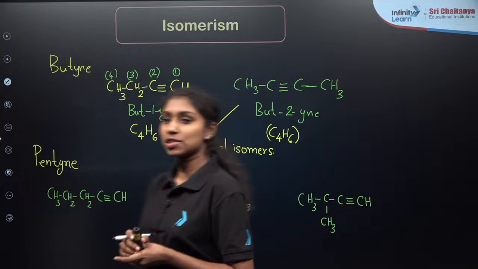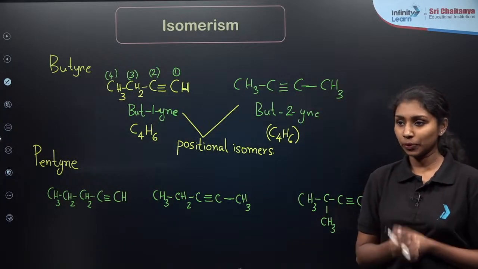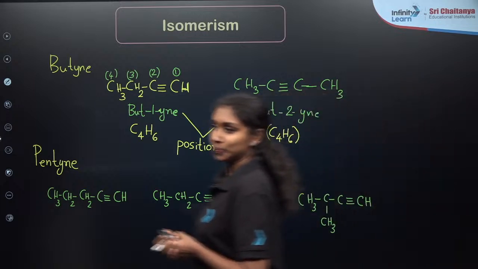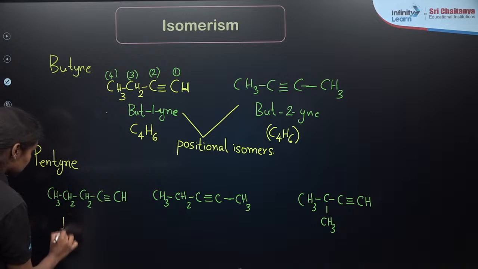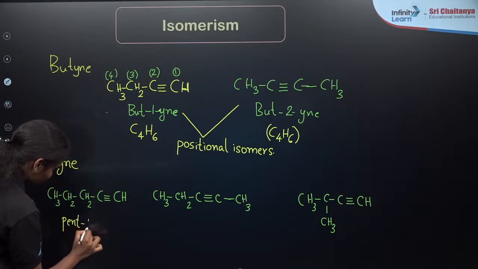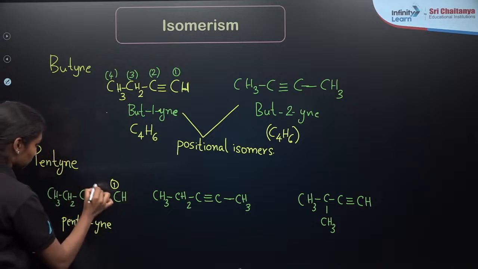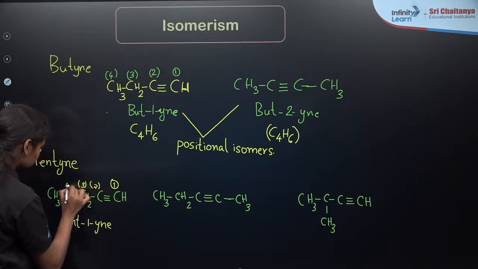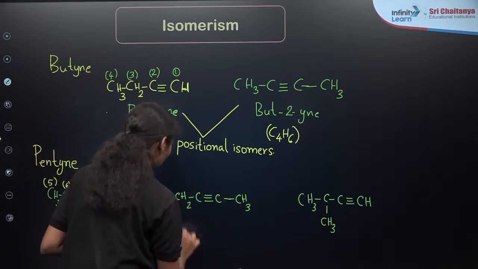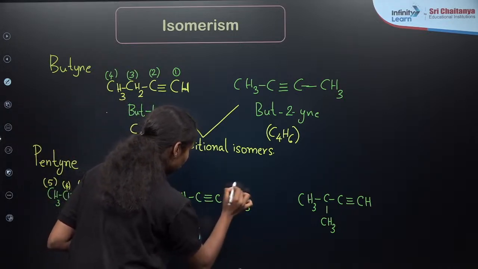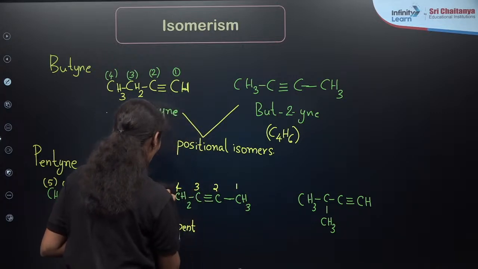Okay, are you getting the same isomers here? Three types of isomers, right? Yes, what are the names? This will be pent-1-yne, right? A 5 carbon compound with the triple bond in the first position. Then what about the next one? Again a 5 carbon compound, pent, but the position of the triple bond will be the second position, right? So it will be pent-2-yne.